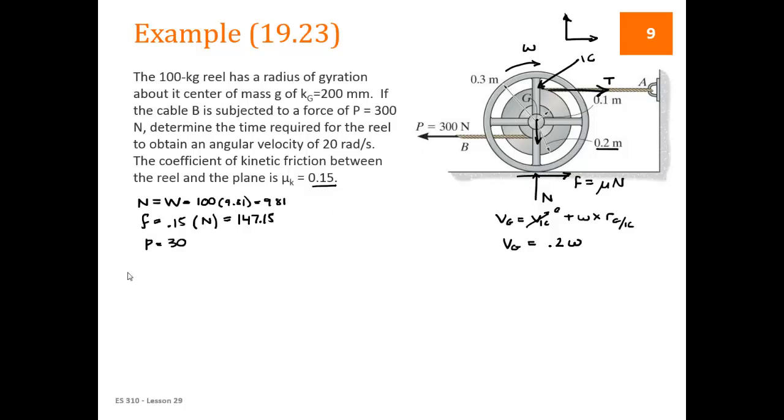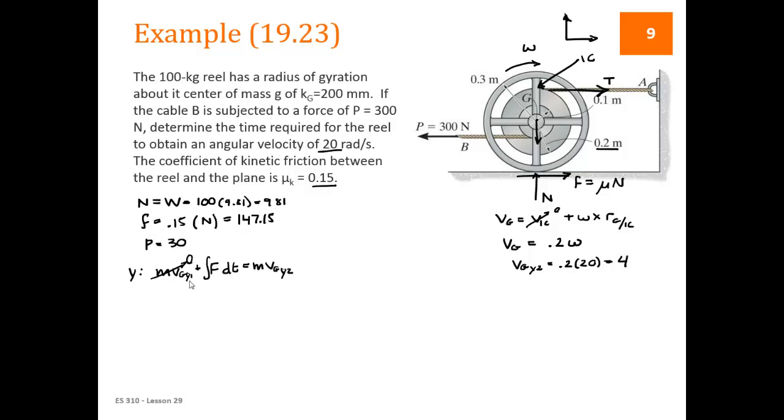So let's write our Y equation, impulse momentum equation. So we've got M, mass times the velocity of G, Y, 1, plus the integrals of the sum of the forces dt, is equal to mass times the velocity of the center of gravity, y2. This is zero. Initially, it started at rest. Over here, eventually, it hits 20. So vgy2 is going to equal 0.2 times 20, which is equal to 4.